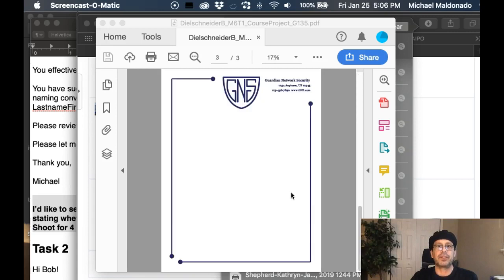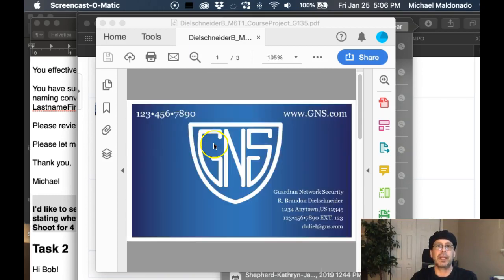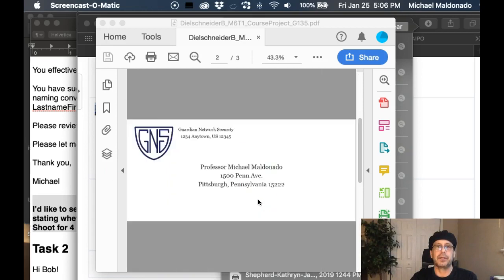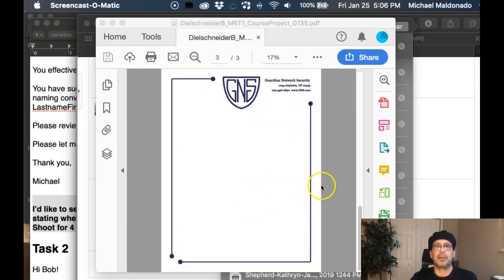Okay, so then we jump to the letterhead, and you're adding a third element here that's not visible on the other two. This has elements that are not visible on the other two, and that's these circuit patterns that you have used. So you've got Guardian Network Security, and you've got the address and your contact information. That's fantastic. So this works.